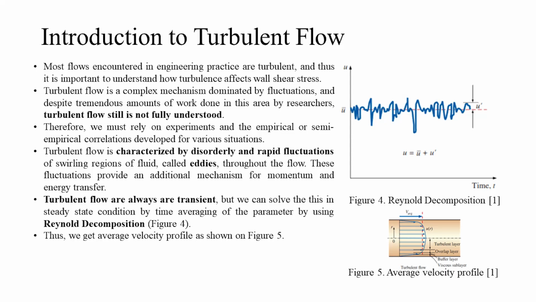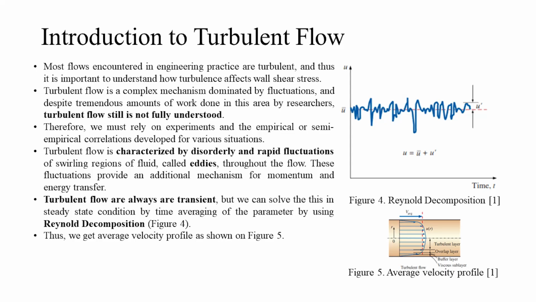Thus, a lot of experiments have been performed, and empirical or semi-empirical correlations developed for various situations. Turbulent flow is characterized by disorderly and rapid fluctuations of swirling regions of fluid called eddies throughout the flow. These fluctuations provide an additional mechanism for momentum and energy transfer. Therefore, heat transfer in turbulent flow is high compared to laminar flow.